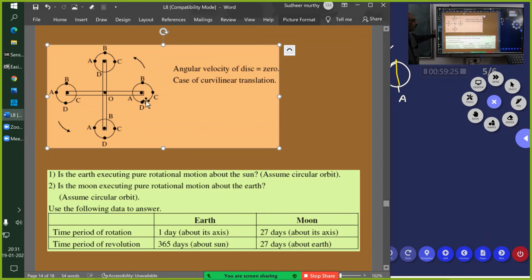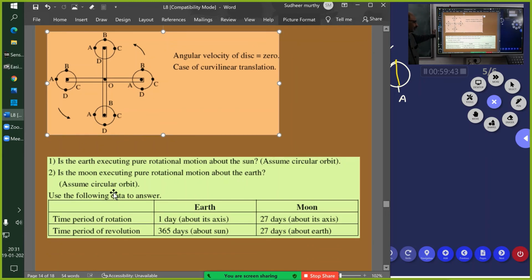See now here. So what is happening here? D is here, A is here. A was here, A is here. But D has come down. So what happens? The angular velocity of the disc is 0. It is a case of only curvilinear translation. Got it? Okay, done.